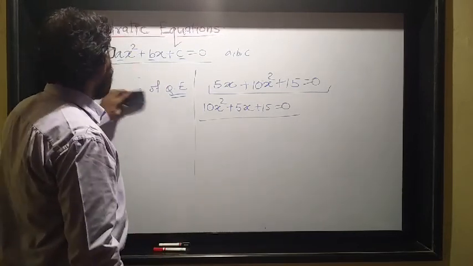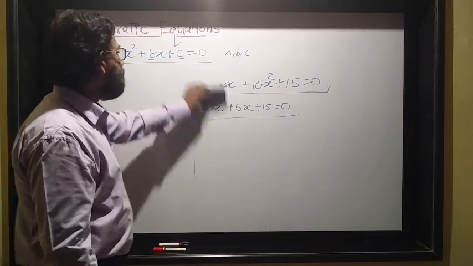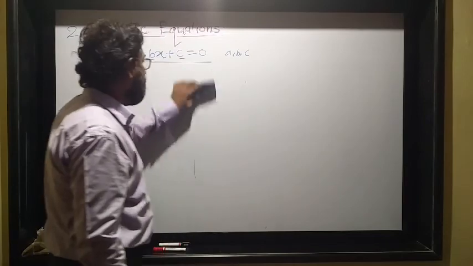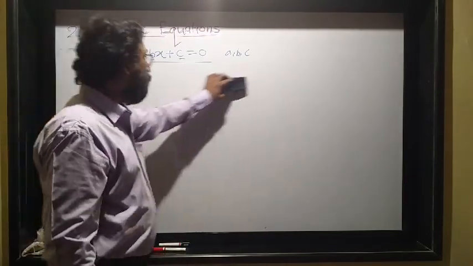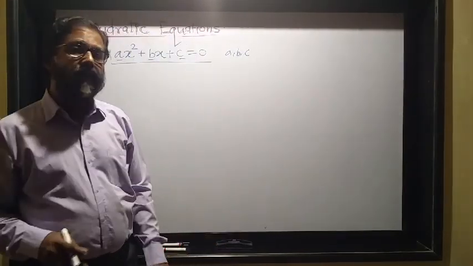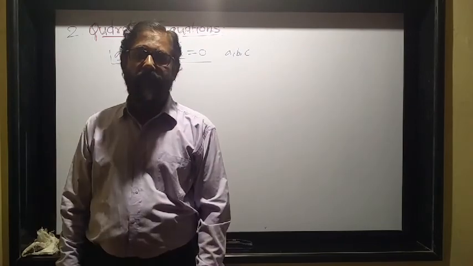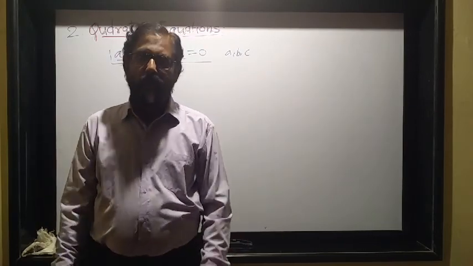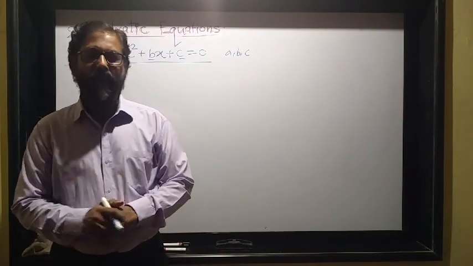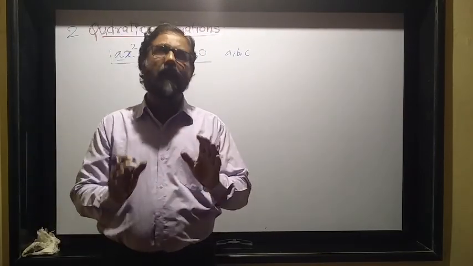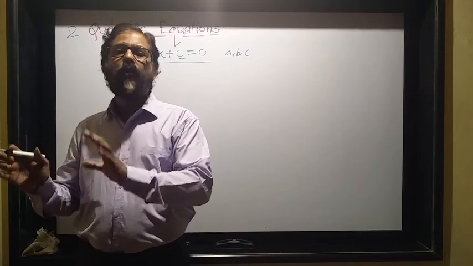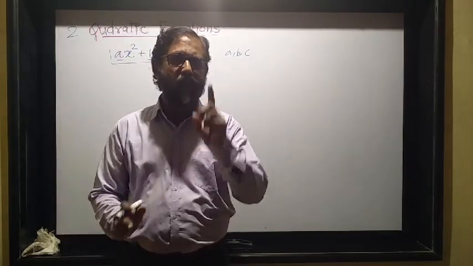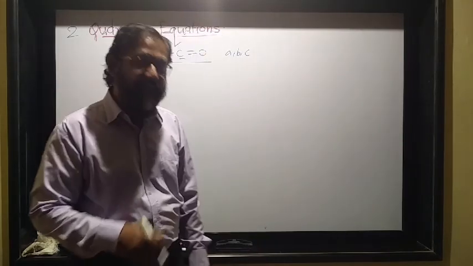Then we see here there are zeros. Now we will see how to find out the zeros of the quadratic equation. For finding out the zeros of the quadratic equation, there are many methods. These methods are very important. There are 3 to 4 methods, and for every method there is one exercise given in your textbook.